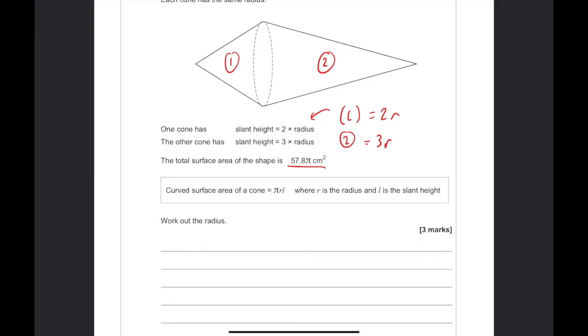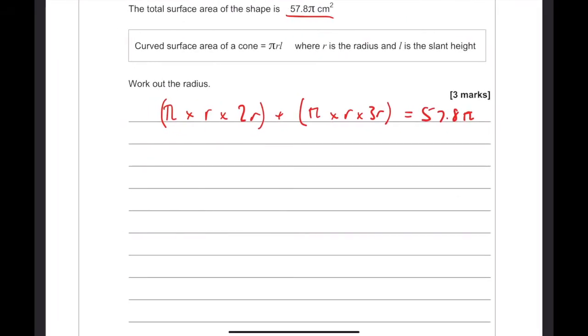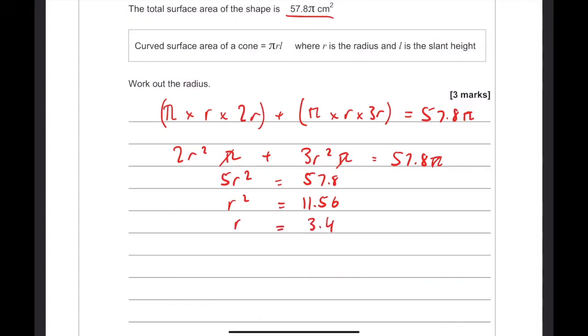So what we can actually do is write pi times radius times 2r plus pi times radius times 3r equals 57.8 pi. So altogether, we're going to have 2r squared pi plus 3r squared pi is equal to 57.8 pi. Adding those together, we have 5r squared. And also, if we cancel the pi's, that makes our life a bit easier. 57.8. So r squared, if we divide that by 5, we have 11.56. So the radius is going to be 3.4 centimetres.